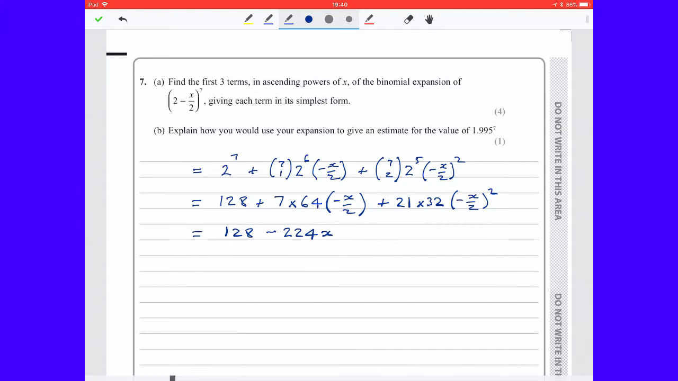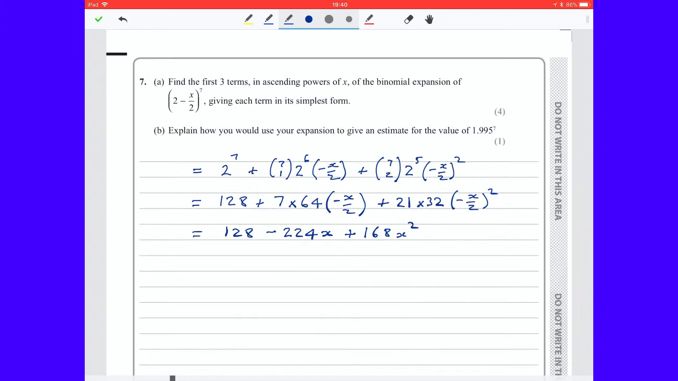224x. The third term, there are two negatives involved in the multiplication because the minus x over 2 is multiplied by itself. So overall the sign will be positive. And we've got 21 multiplied by 32 divided by 4, because the x over 2 squared will be x squared over 4. And that comes to 168x squared. And that completes the first part of the question.